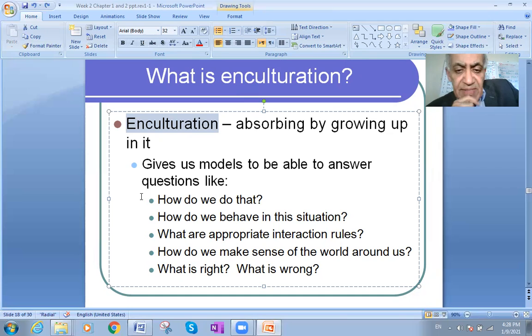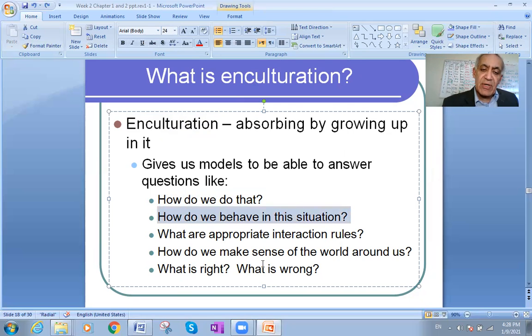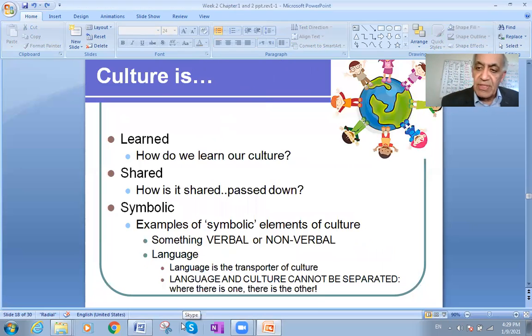Culture gives us models to be able to answer questions like: how do we do that? How do we behave in this situation? What are the appropriate interaction rules? How do we make sense of the world around us? What is right and what is wrong? All this also belongs to culture.